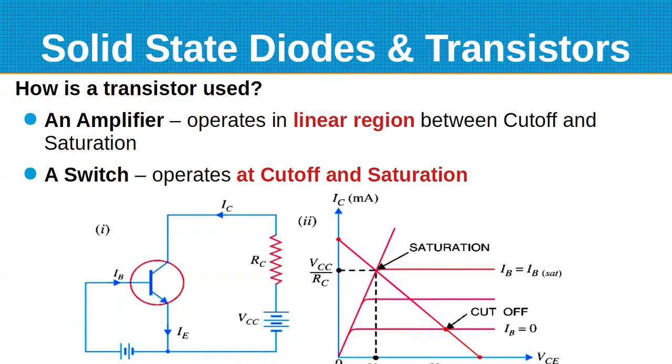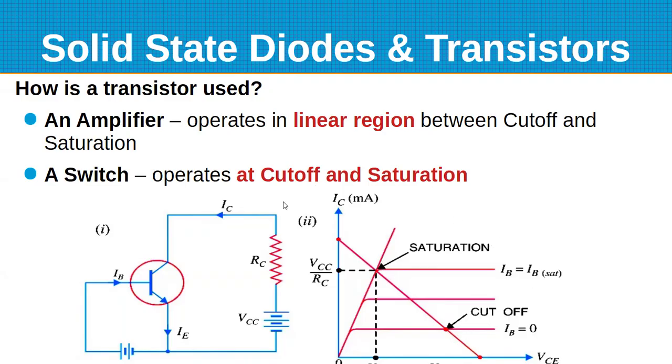Saturation is the point where, regardless of how much base current you keep adding, you're not going to get any more collector to emitter current flow. It's saturated. In the case of using it as a switch, it's fully on. It's conducting as much as it can possibly conduct. The cutoff region is the smallest amount of base current, typically at 0, where you have 0 to almost no current flow from collector emitter. So that would be like the switch being open, and this would be the switch being closed.